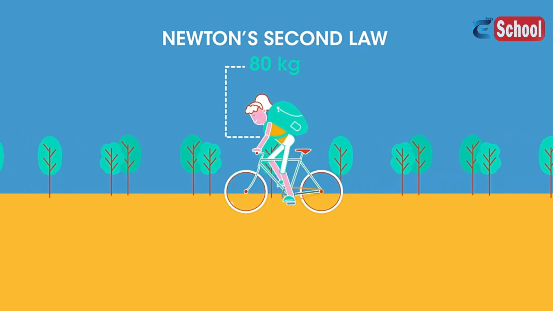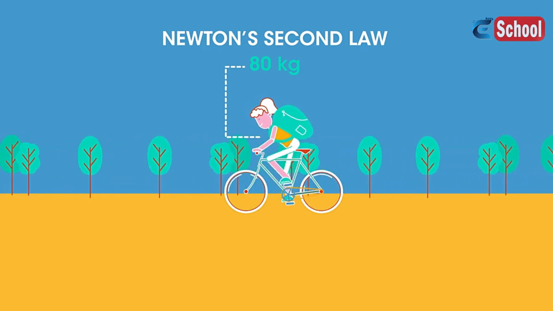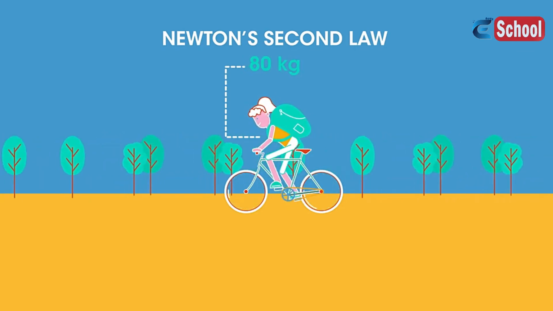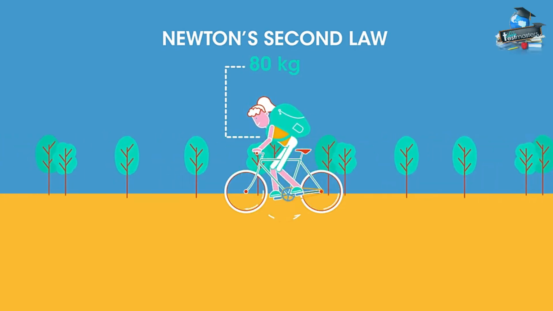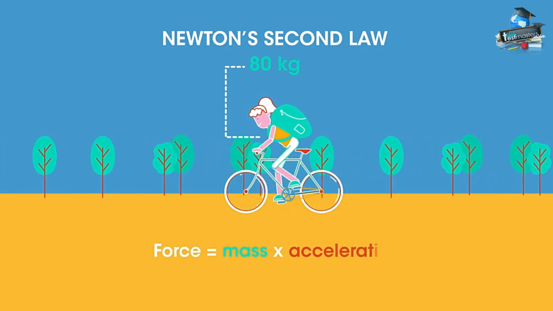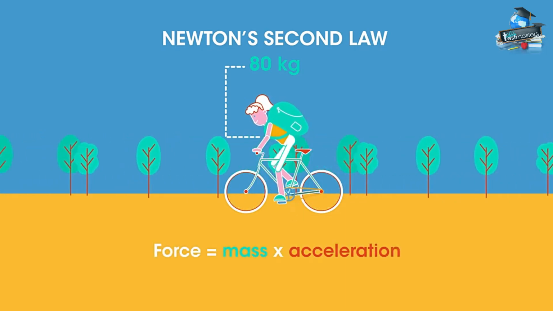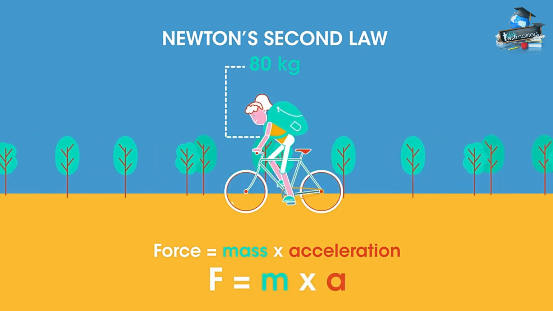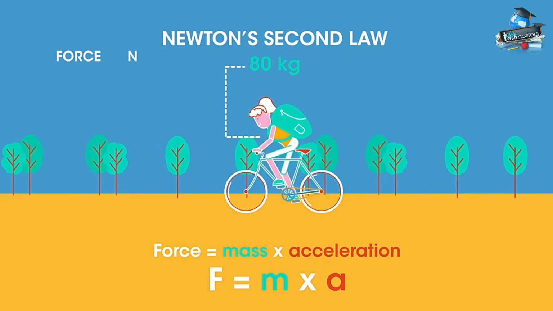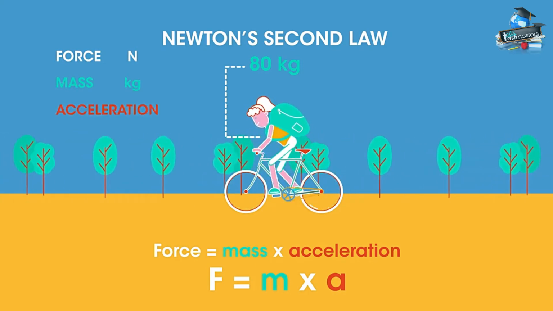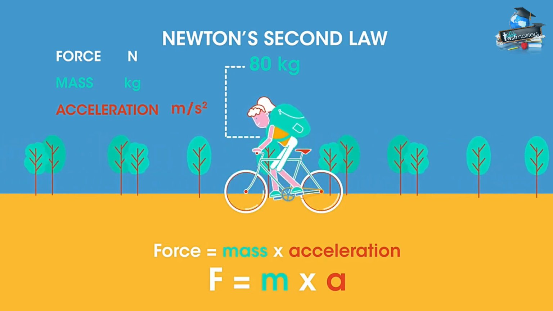This can be summarized in the equation. Her push depends on her and the bike's masses combined, and how fast she accelerates. Or, the force is equal to the mass times the acceleration. Or, F equals m times a. When force is measured in newtons, mass is measured in kilograms, and acceleration is measured in meters per second squared.